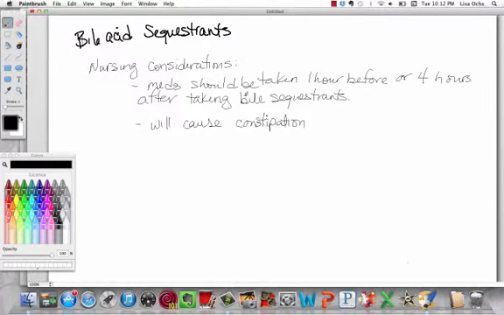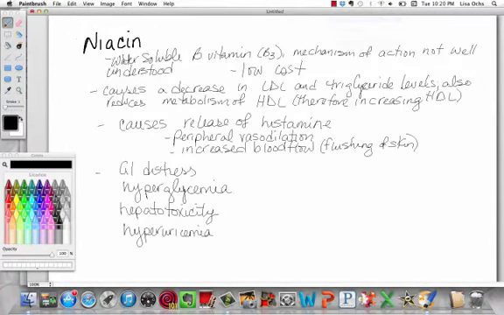Okay, so I'm going to pause here, clear the screen, and then we're going to move on to the next category of drugs, which is for dyslipidemia, which is niacin. Okay, so the next category we're going to talk about is niacin. I wrote out most of the notes here. I'm just going to highlight a couple of things in red.